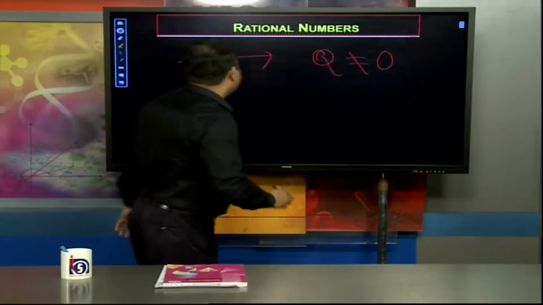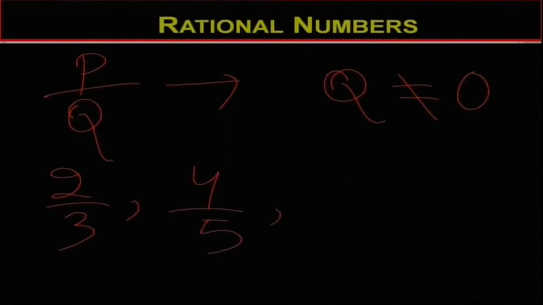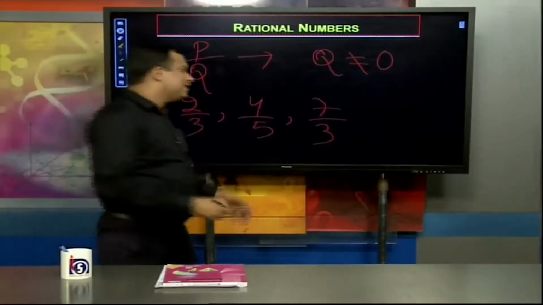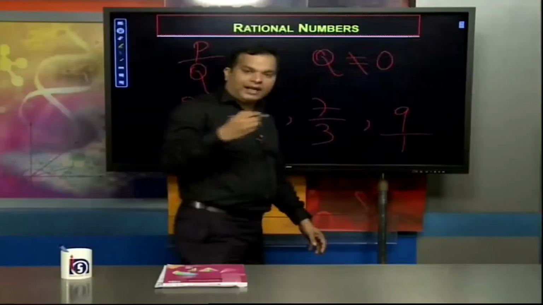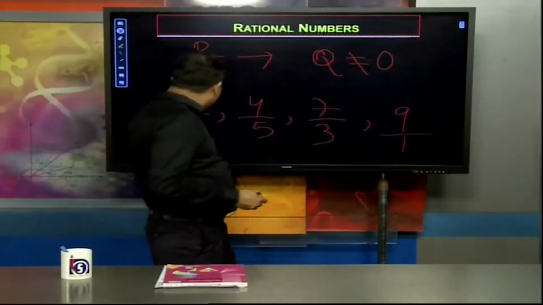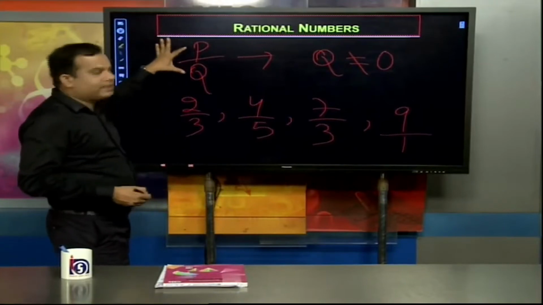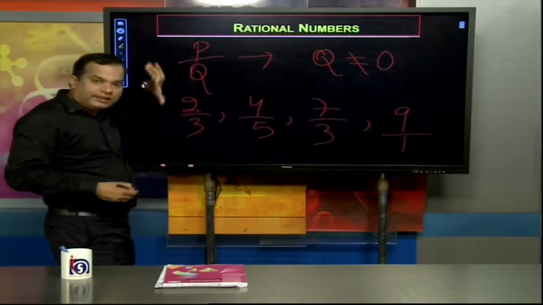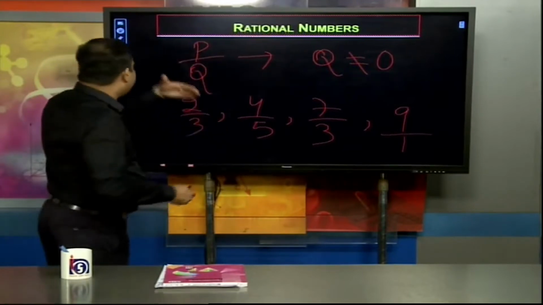For example, 2 by 3 is a rational number, 4 by 5 is a rational number, 7 by 3 is a rational number, and 9 is also a rational number, because I can write 9 as 9 by 1. In each rational number there are two parts: one is the upper part, another is the lower part.